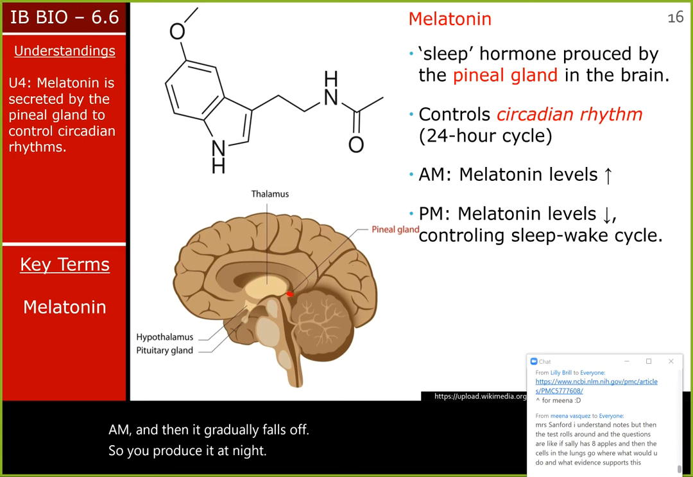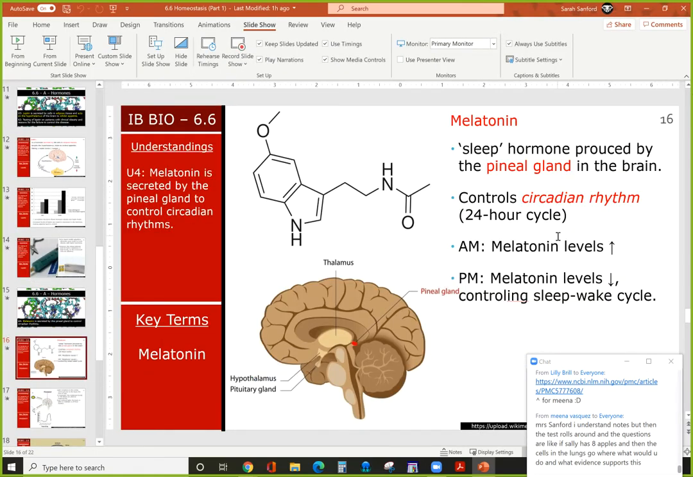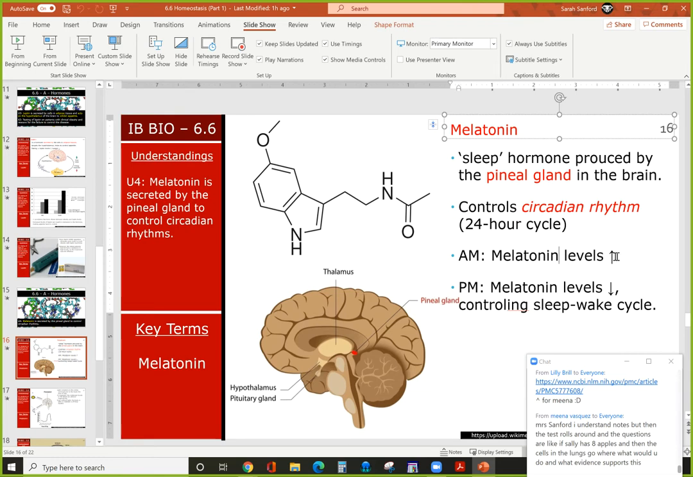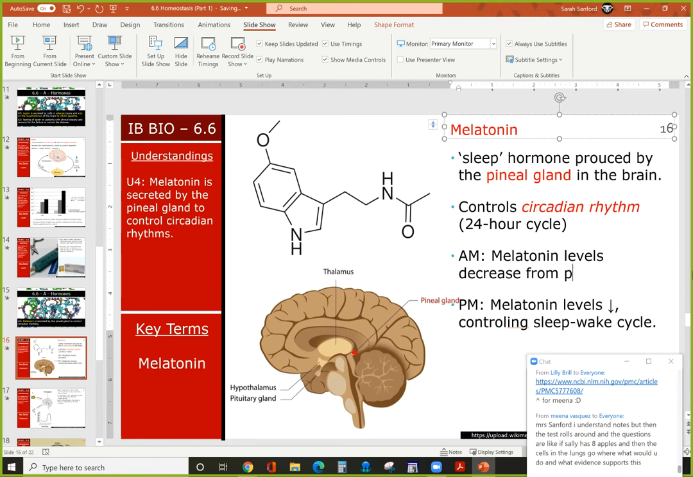So let's change this. Instead of up and down, we'll just say decrease from peak. And in the PM, melatonin levels increase with darkness.